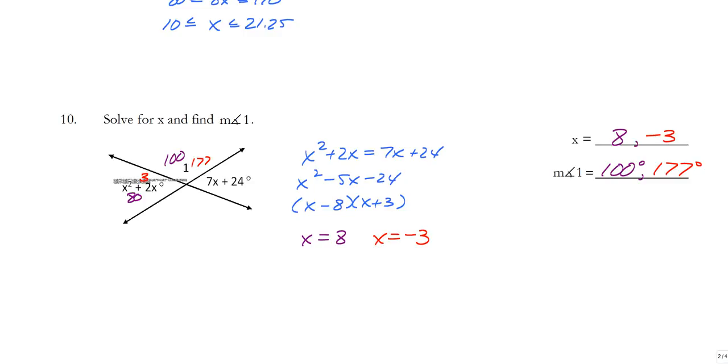So if you substitute in 8, you will get 80. But I asked for angle 1, so you would have to subtract from 180 to give you an angle 1 of 100. If you substitute in the negative 3, you will get a positive 3 for an angle measurement. And either one of them, negative 3 squared is a positive 9 minus 6 is 3, or 7 times a negative 3 is a negative 21 plus 24 is still 3. Now, I did not want that angle. I want angle 1. So we subtract 3 from 180 and we get 177 degrees.